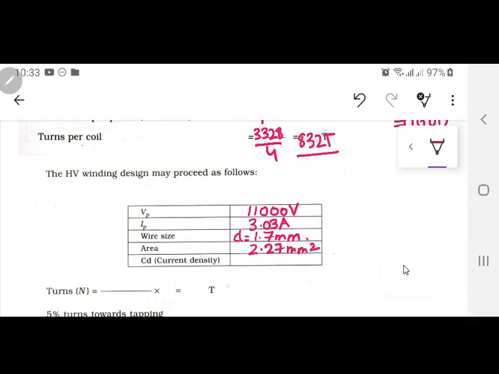What is the current density? You can call it delta also. So this is CD or current density, it is totally up to you. See, what is the current density? 1.34 ampere per mm square.